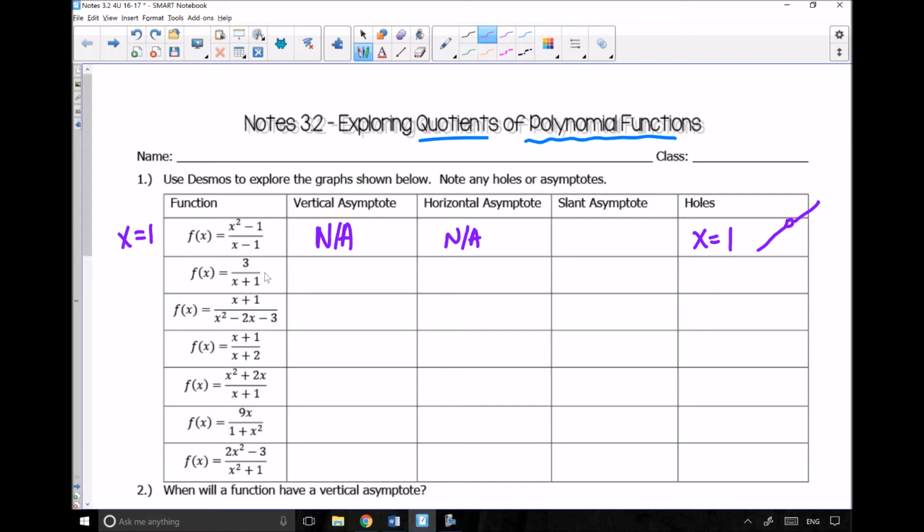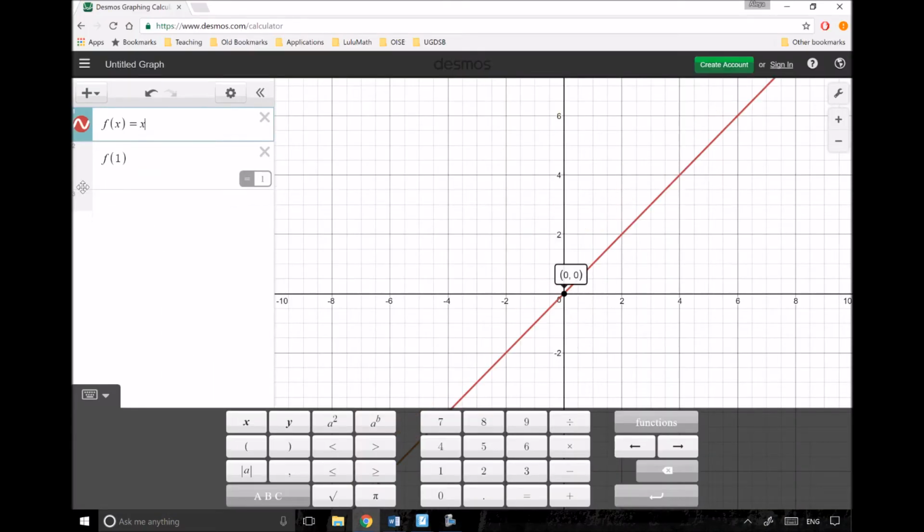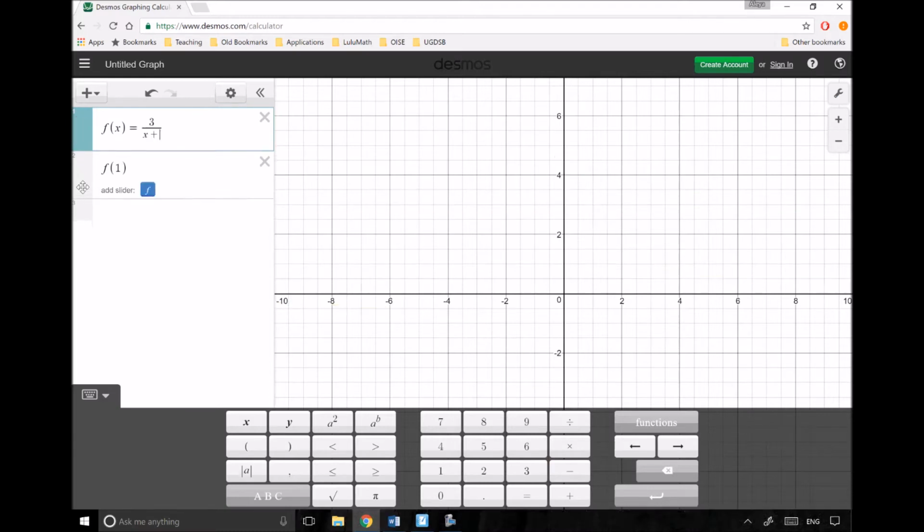f of x is equal to 3 over x plus 1. We know that we have a restriction at x equals -1. However, this time I don't really have anything that's going to cancel out. So I would expect to see a vertical asymptote when x is -1. Let's graph this one out and see what happens. I'm going to say f of x equals 3 over x plus 1. Let's see what we end up getting.